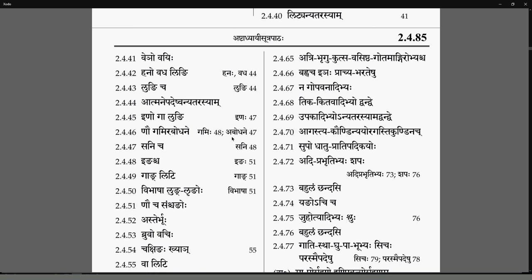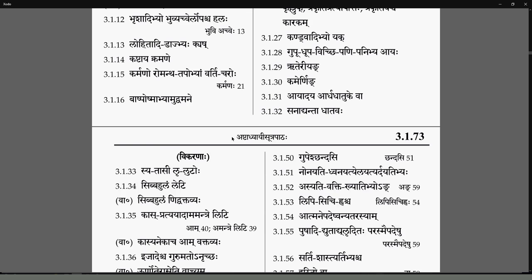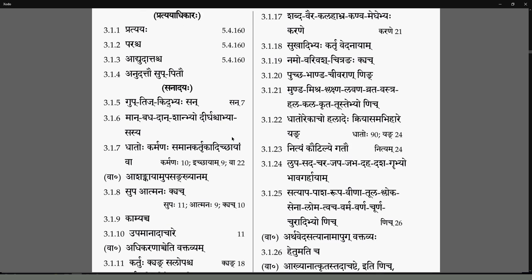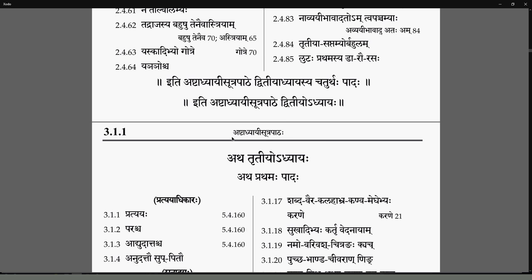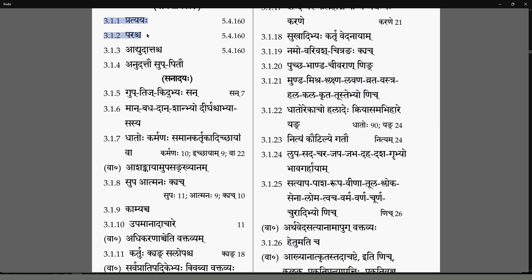So, third chapter. You see, there is the word pratyaya. Sutra 311 says "pratyaya, parascha". This is an Adhikara Sutra. Adhikara Sutra means they go for a good duration. What is the duration of this pratyaya in Anuvritti? It goes till the 5th chapter, 4th pada and 160th sutra. So almost the entire 5th chapter.